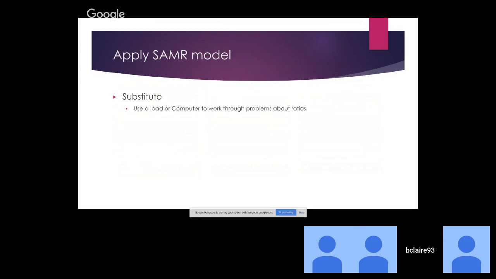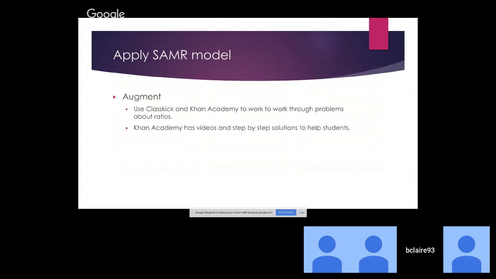Applying the SAMR model. Substitution: use an iPad or computer to work through problems about ratios in place of using a worksheet. Augmentation: use ClassKick and Khan Academy to work through problems about ratios. Khan Academy has videos and step-by-step solutions to help the students.